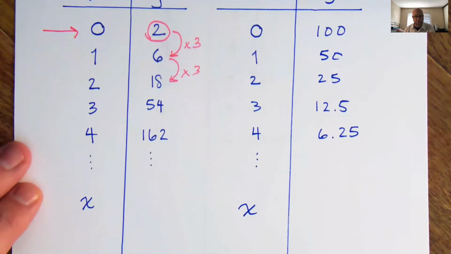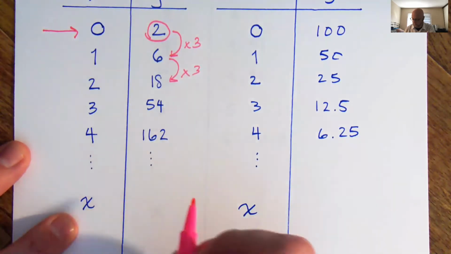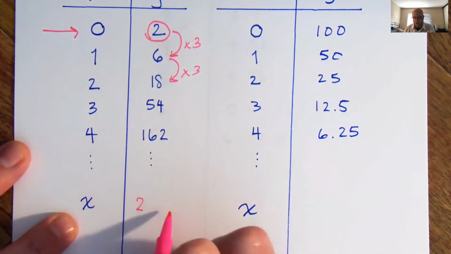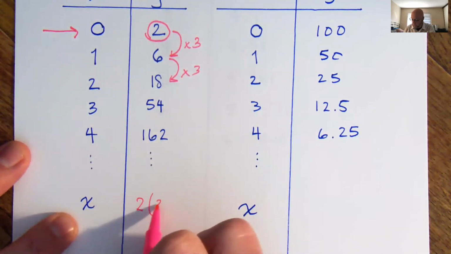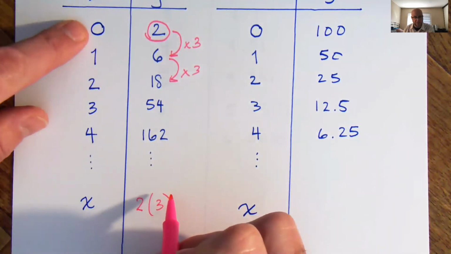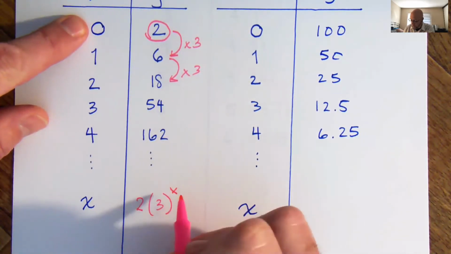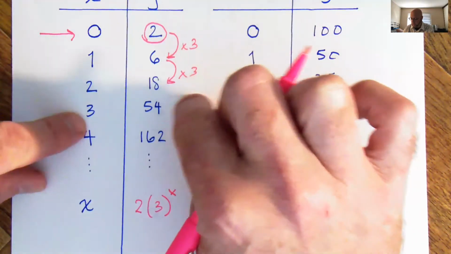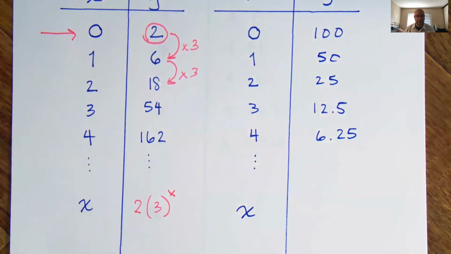And so let's represent our expression for input value x as our starting number times our multiplier raised to a power. And in this case, since we're starting with input value 0, we need to multiply as many times as matches the input value.